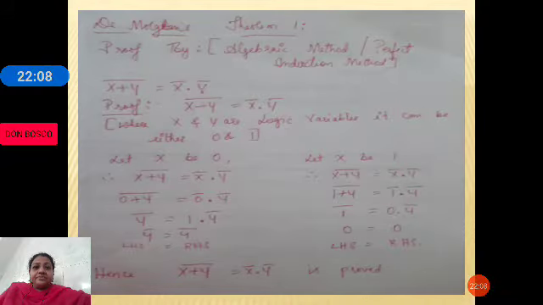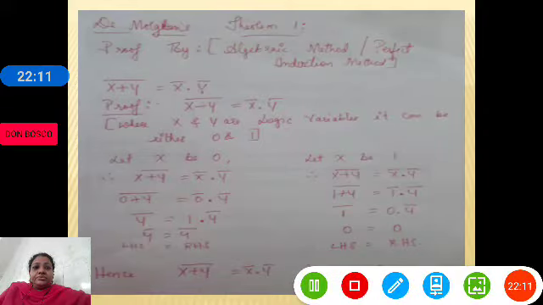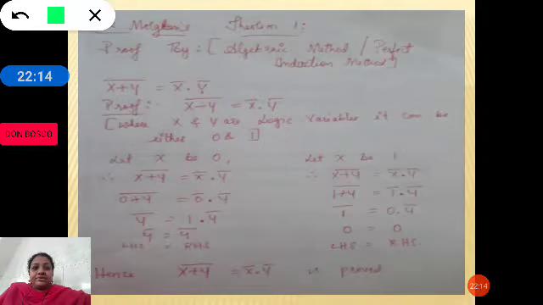Let me explain again. So we need to prove the first De Morgan's theorem which says that x plus y whole bar is equal to x bar ANDed with y bar. So here in the expression x and y are the logic variables, x can be 0 or 1. Let us take x value as 0 and then let us substitute x with 0 here. So 0 plus y whole bar is equal to 0 bar ANDed with y bar.